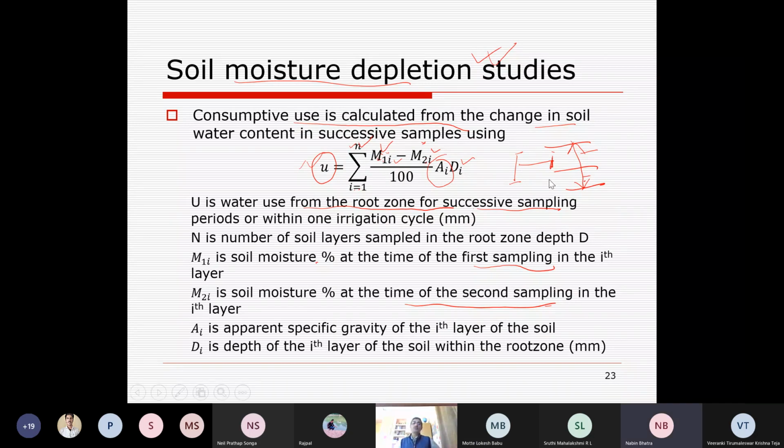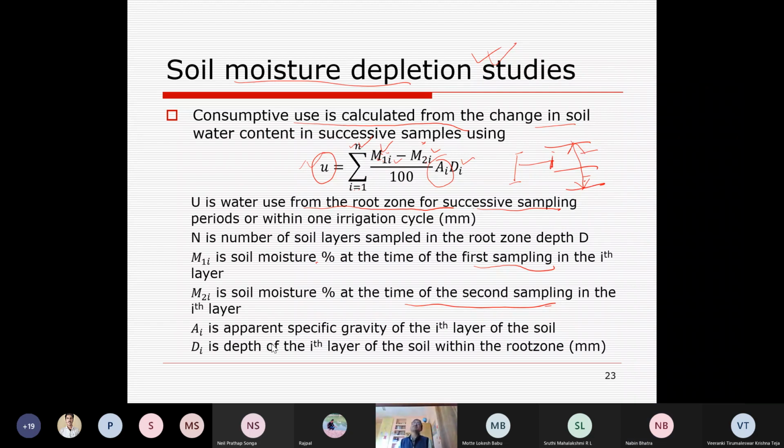So first method is, yeah. For reference crop evapotranspiration, there is a necessary condition of surface resistance of 70 seconds per meter. Yes. So what is surface resistance, sir? 70 seconds per meter. What is that unit?